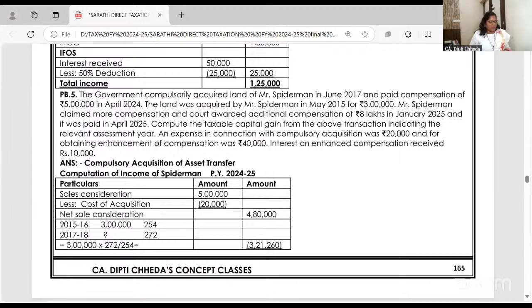Interest is asked so many times in MCQs, can't say. And it's super easy. So this was example 4. Now I'm doing this question. Central government acquired the property of Spider-Man in June 17. So indexation only till June 17, but capital gain you can't calculate in June 17. And paid compensation of 5 lakh. The land was acquired by Spider-Man in May 15. Spider-Man claimed more compensation and 8 lakh was received in January 25.